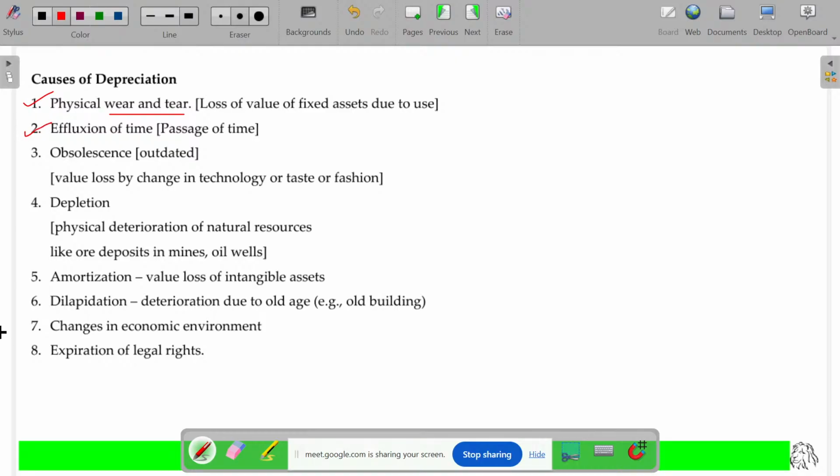The second one is effluxion of time, otherwise passage of time. I paid 1 lakh for getting a license, and he gave me the license to use it for 5 years. At the fifth year end, I go and argue with him, sir, I have not used it even a single day, kindly return it. No chance. I have given you 5 years of rights, whether you use it or not, your money is spent. This is called effluxion of time, passage of time.